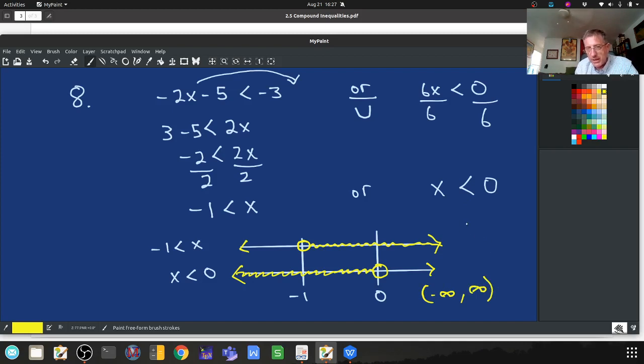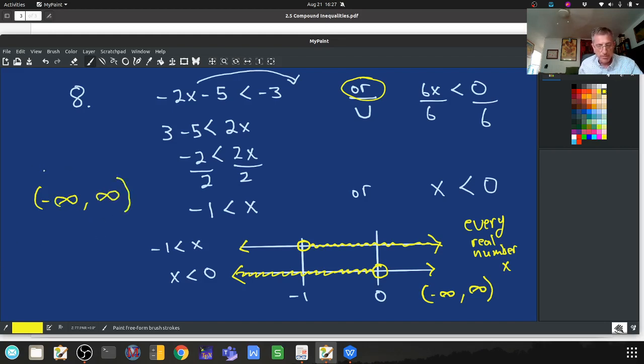So the answer is every real number x solves this compound inequality connected with the word or. So symbolically, that's minus infinity to infinity. And now that you've been introduced to interval notation, it's much easier to write this than x such that x is a real number.